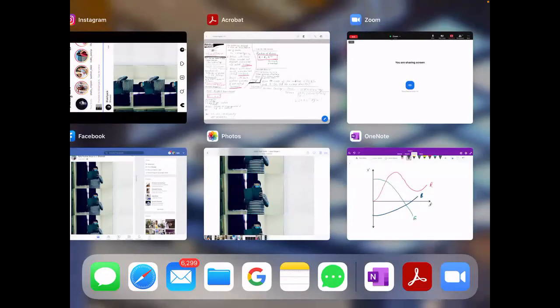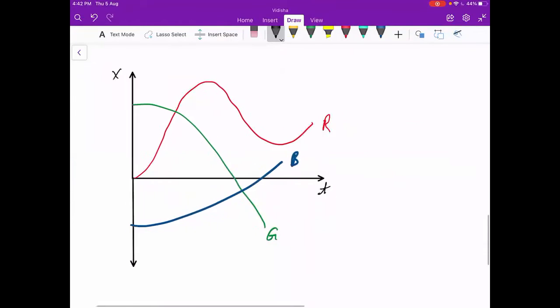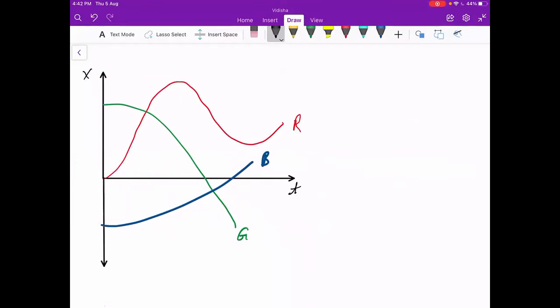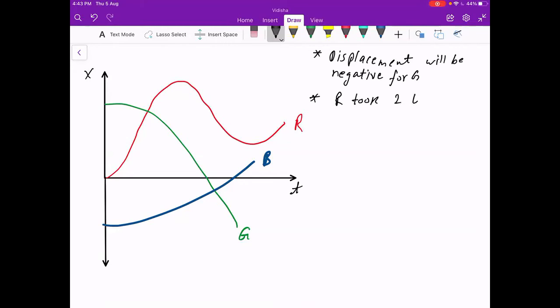Yeah. So we were talking about these graphs. You said that displacement would be negative for green. So that's correct. What else can we say? For red, maybe it took a U-turn. That's true. Red went up, and then it came down, and then it again took a U-turn. In B, it started from a negative position.